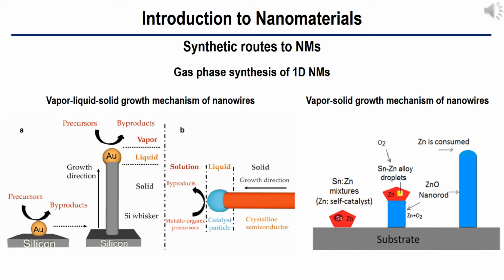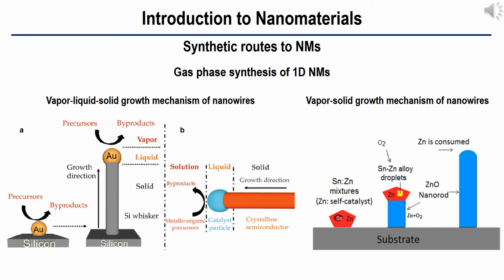The growth rate, direction, and shape or even crystallinity of the nanowires can be controlled by the size and shape of the gold nanoparticles. This growth is called the vapor-liquid-solid, or VLS, mechanism. Another mechanism for the growth of nanowires and nanorods is the vapor-solid mechanism without the aid of liquid phase intervention.